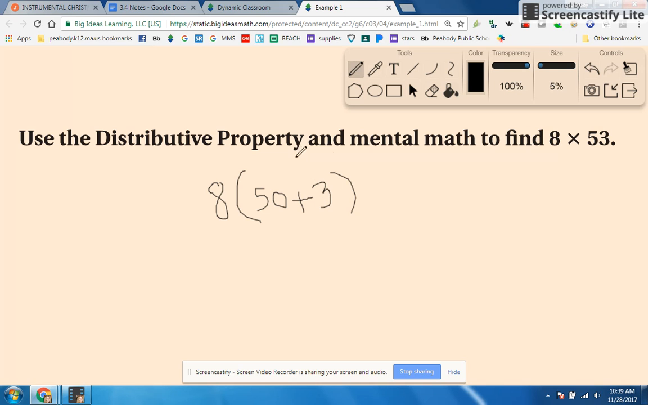So now I set up the problem. Now I'm going to solve it. 8 times 50, which is 400, and then 8 times 3, which is 24. And then there's a plus sign in the middle, so I bring it down, add them together. 400 plus 24 is 424. So the single digit goes on the outside of a pair of parentheses. You break up the double digit number by place value. Then you multiply that 8 by everything on the inside and add the 2 answers together. So let me give you one of these to try.